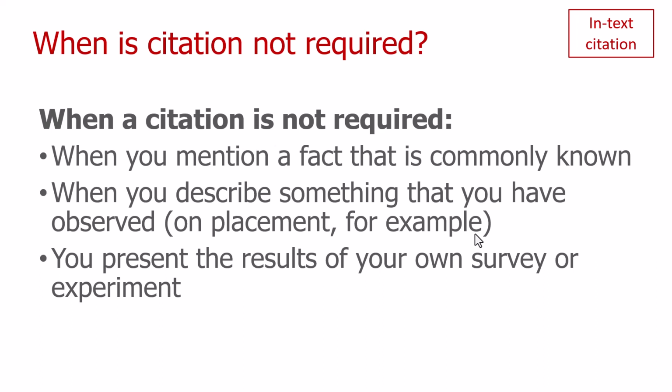There are a few times when you don't need a citation: if you mention something that's common knowledge, or when you're describing something that you've observed yourself. So when you're describing what happened on placement, for example, or how a patient presented when you met them on placement. Also, if you do a survey yourself and you gather data and you present that information, that would also not require a citation. But every other piece of information you provide in your assignments will need to have an in-text citation and then an entry in the reference list.